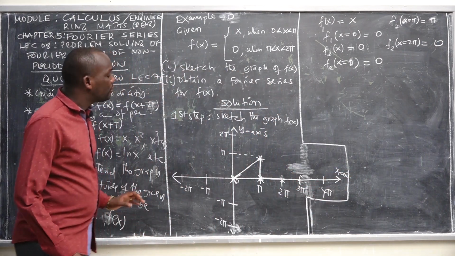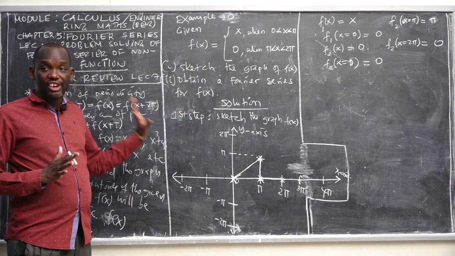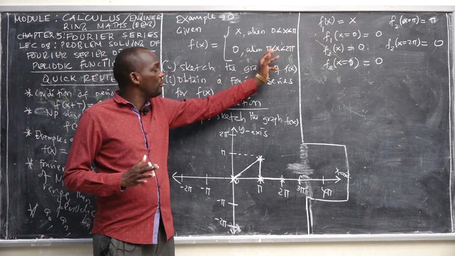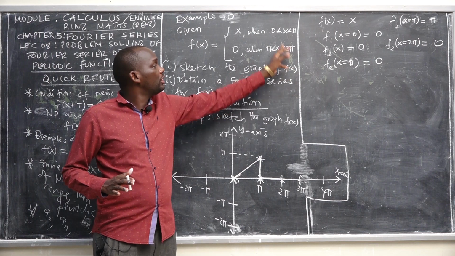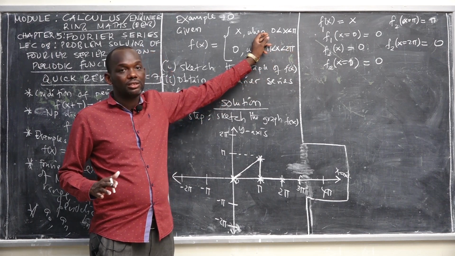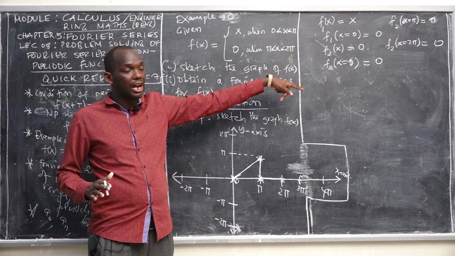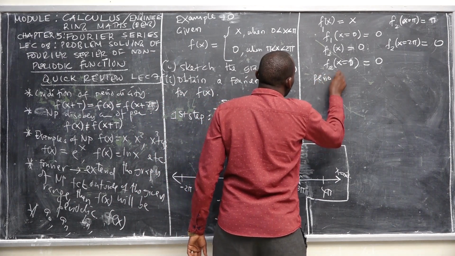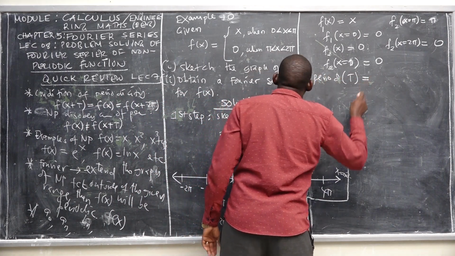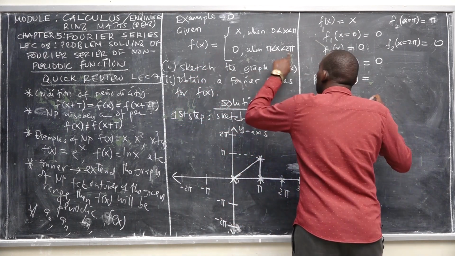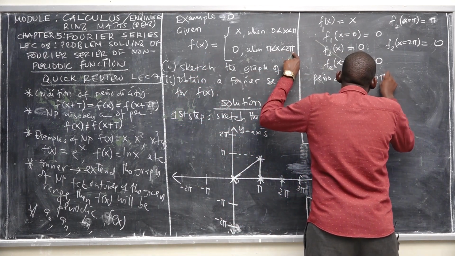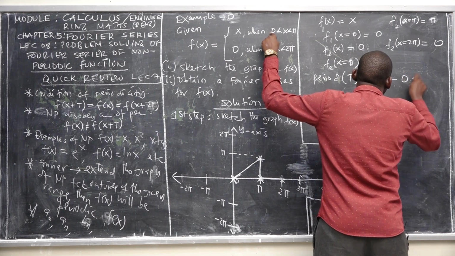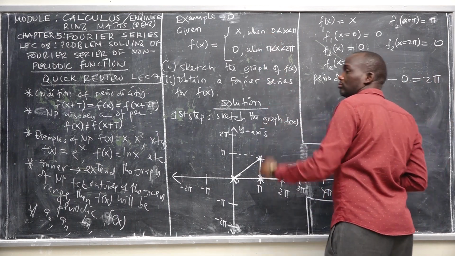So now we want to extend the graph outside of the given range. This is the given range. So if we are asked to find the period, it is 2 pi. I will show you soon how we find it. Maybe if you've been asked to find the period, this is the extra concept. The question did not ask us. So how can you find the period? Simple. You take the maximum interval minus the minimum interval. So the period is 2 pi.